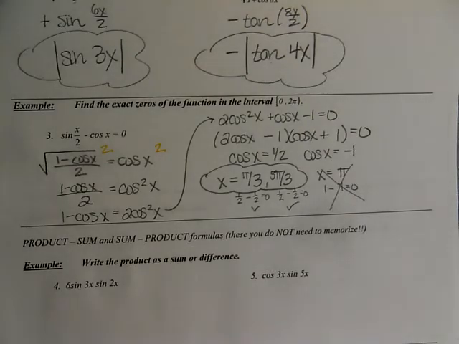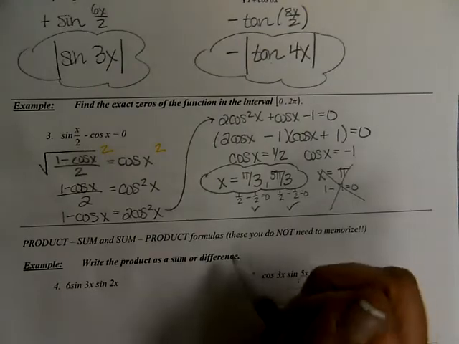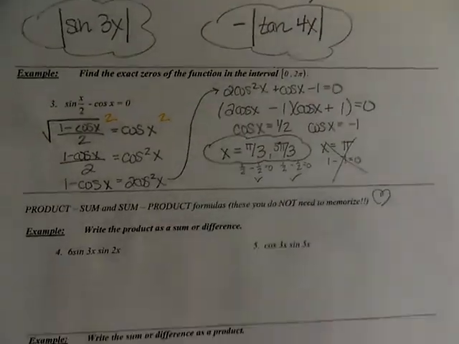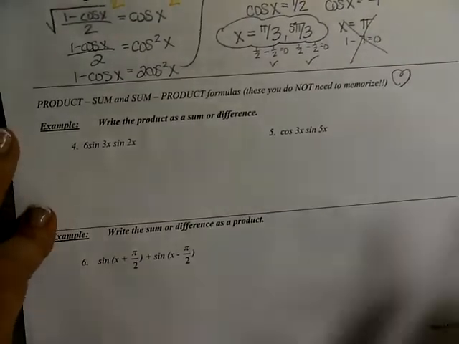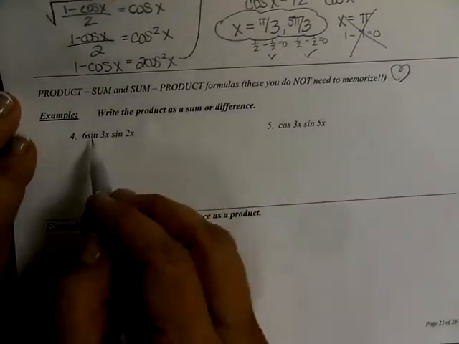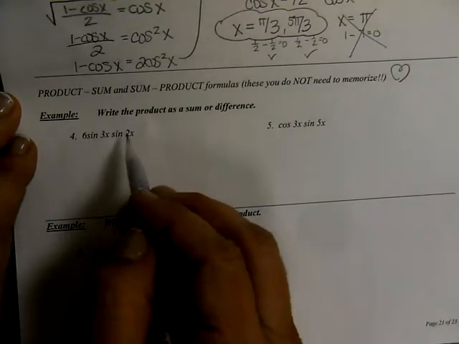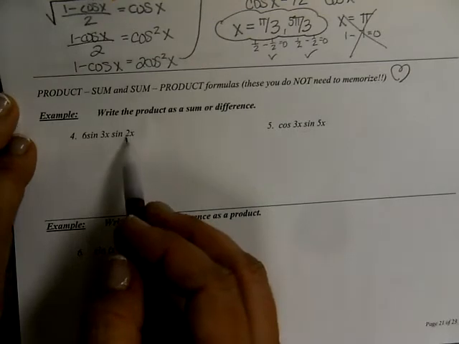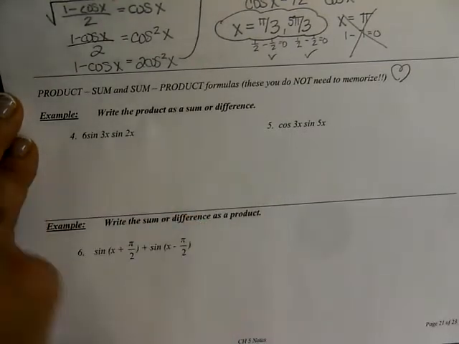Okay? So now we get into the brand new stuff. These are the product sum and sum to product formulas that you do not need to memorize. Yay, okay? So these first couple just want us to write the product as a sum or a difference. So you can see that this is a product, and we're going to use the product to sum formulas to turn this product into a sum.